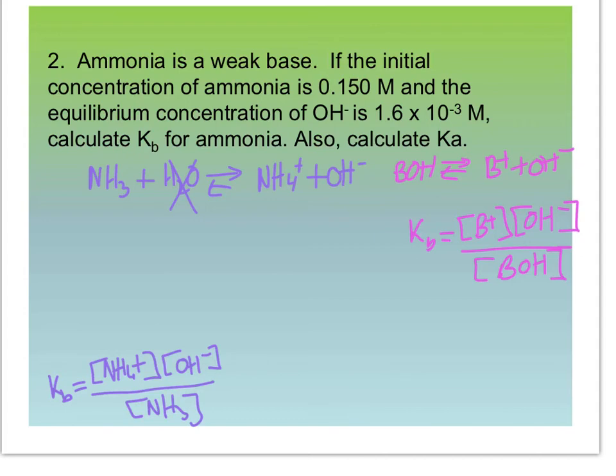Then you try to plug in your numbers. You are given the equilibrium concentration of the hydroxide. It's right here. But you're not given the ammonium. You're also not given the ammonia, because this is an initial concentration. So when you're given the initial concentration and you're trying to find the equilibrium concentration, you do a RICE chart. So I'm going to go ahead and do a RICE chart.